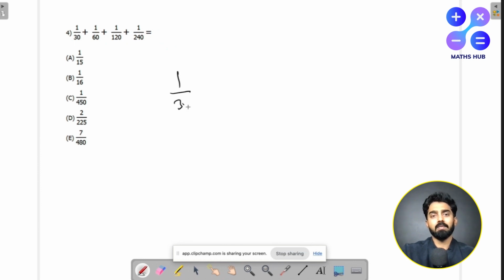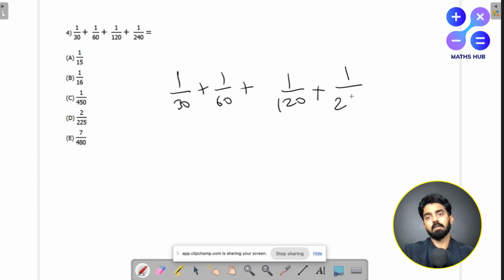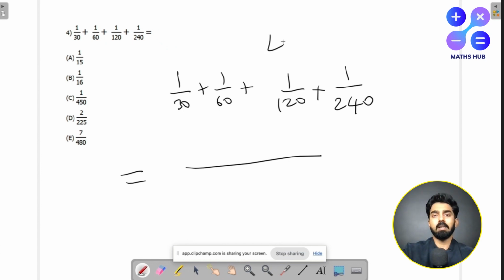So let's say we have this, right? It's actually a pretty fairly simple question. All we need to do is just take the LCM, right? So the whole trick in solving most fraction questions is finding the LCM. So what is the least common multiple? LCM is least common multiple. I hope you all know that.